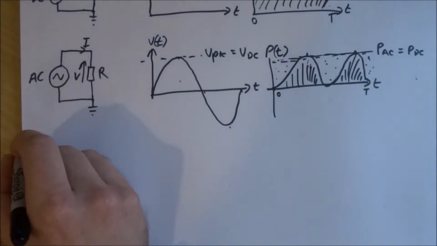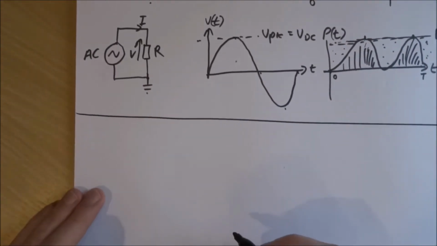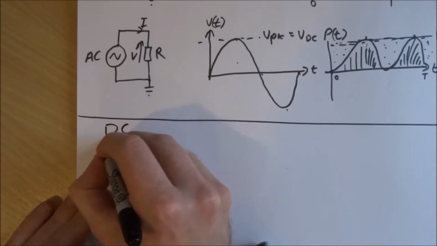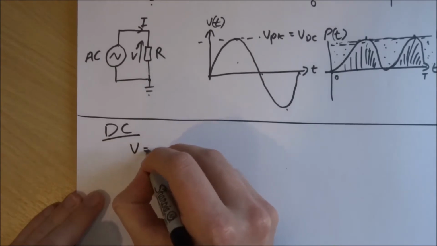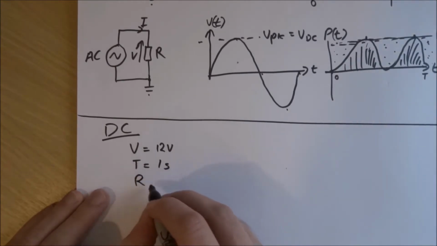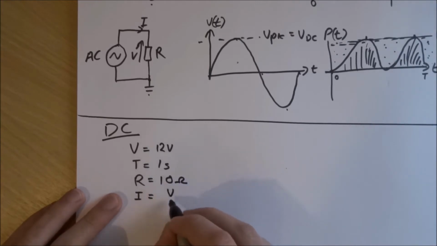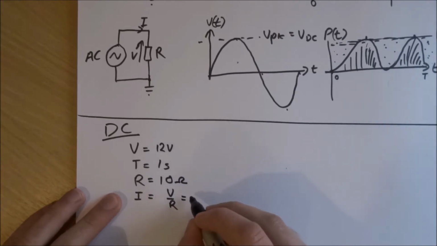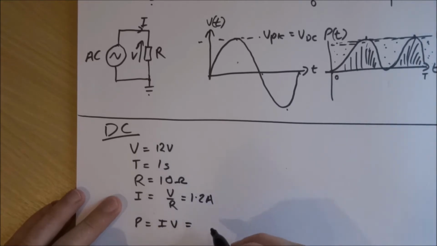Firstly, we can quantify crudely what we've done by using some examples. So if I put some example figures in for the DC scenario, we'll let the voltage be 12 volts, the time period be 1 second, and the resistance 10 ohms. That will give us a current given by Ohm's law, V over R, which is 1.2 amps, and then there will also be a power, given by the current times the voltage, which comes out to be 14.4 watts in this scenario.